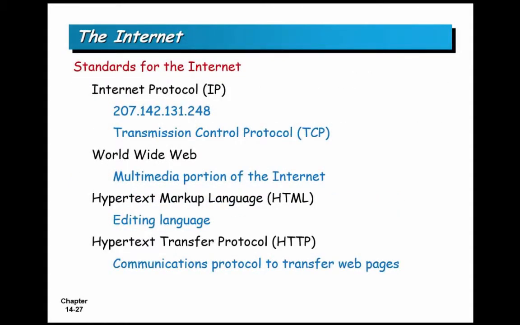So that was the internet. Some standards, the IP address, you might see a number like this. It defines exactly where you are. Each of these numbers kind of hones you in a little bit to where you're located. The World Wide Web, www dot something, is the multimedia portion. So all of the pictures and voice and movies or whatever else you're able to do on the internet is due to www. How many of you have written something in HTML?